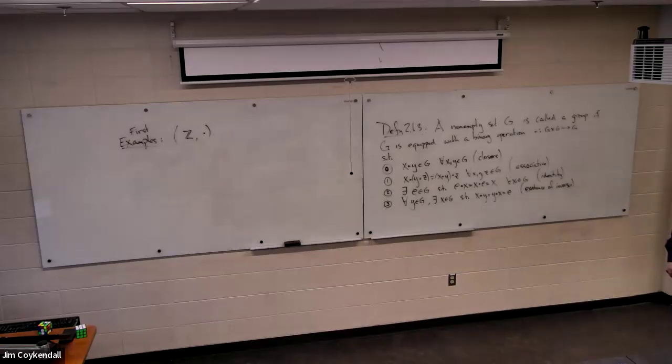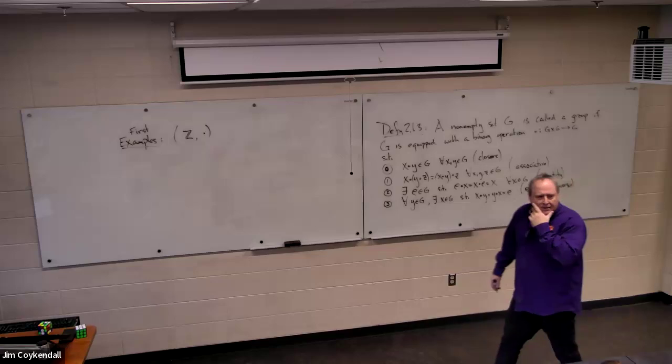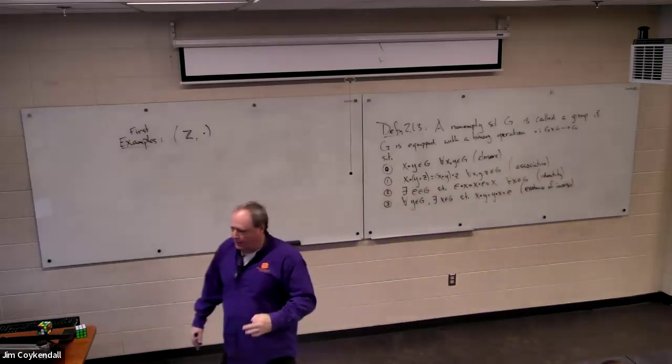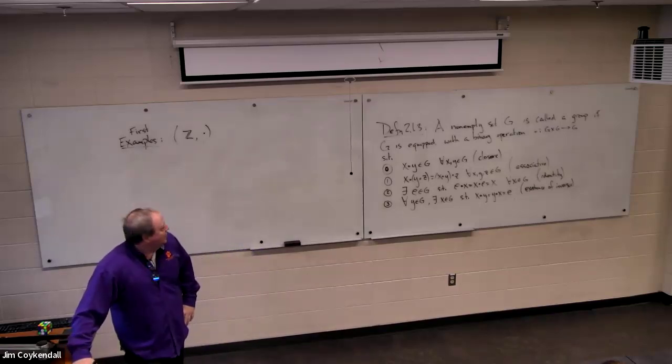What's the identity of multiplication of the integers? What integer can you multiply by any integer and it leaves it alone? 1. Everybody agree with that? Oh, no matter what, we're doing better than meatloaf. We got 3 out of 4. How about the last one?